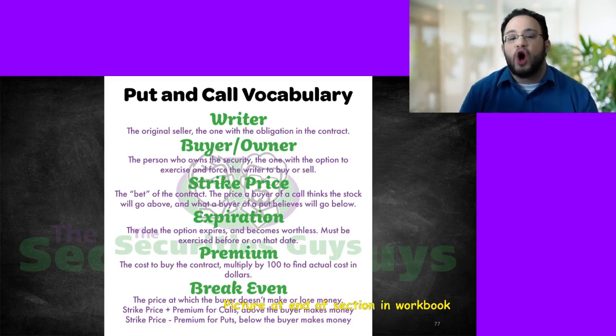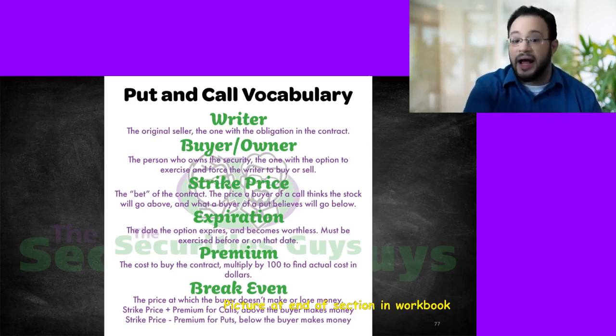The premium is the cost to actually buy the contract. Each contract, whether a put or a call, is for 100 shares. So to find the actual price to purchase the contract, you need to multiply the premium by 100. The break even is the price at which the buyer doesn't make or lose money.